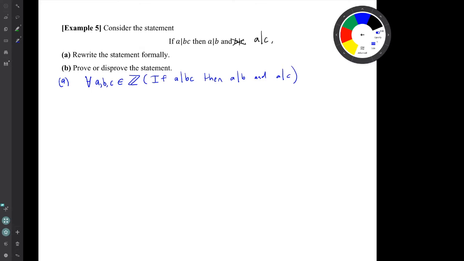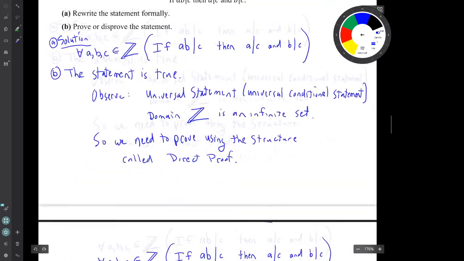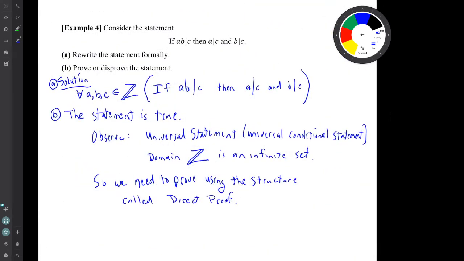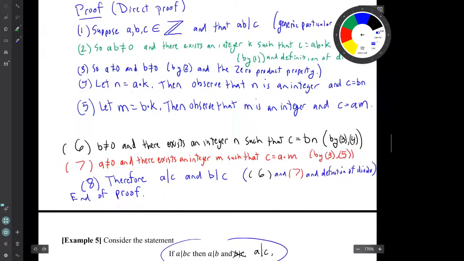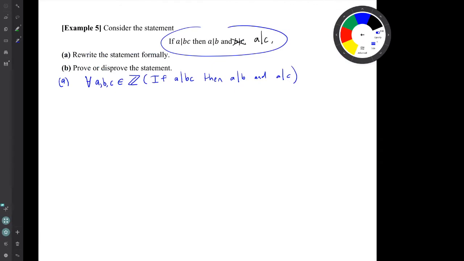Now, question B, we have to prove or disprove that statement. Well, notice that this statement looks a lot like the one that we just proved in example 4. In example 4, we proved this. If AB divides C, then A divides C and B divides C. Very similar looking statement. But it turns out that this statement is false. So we have to disprove it.